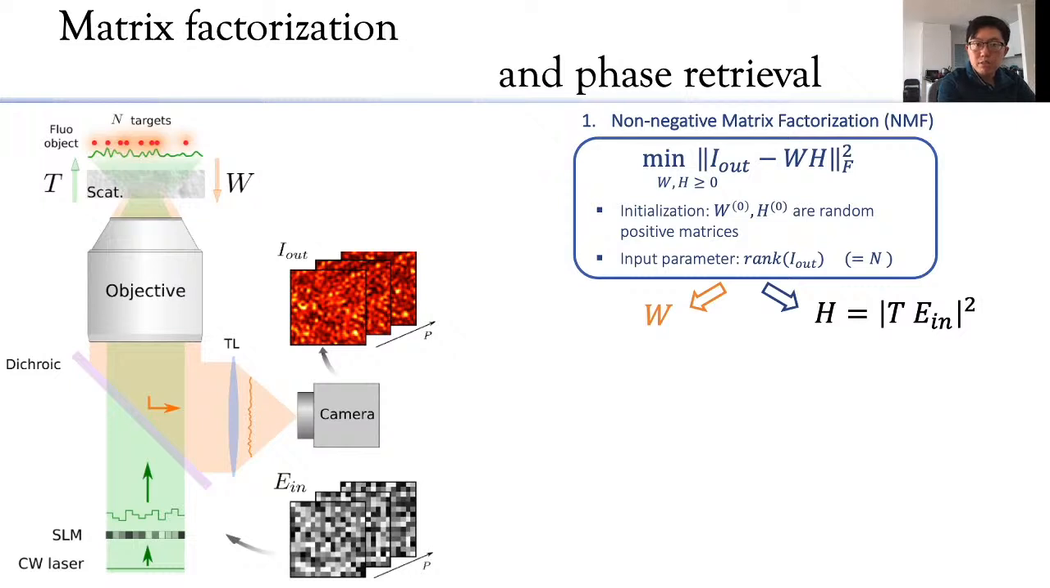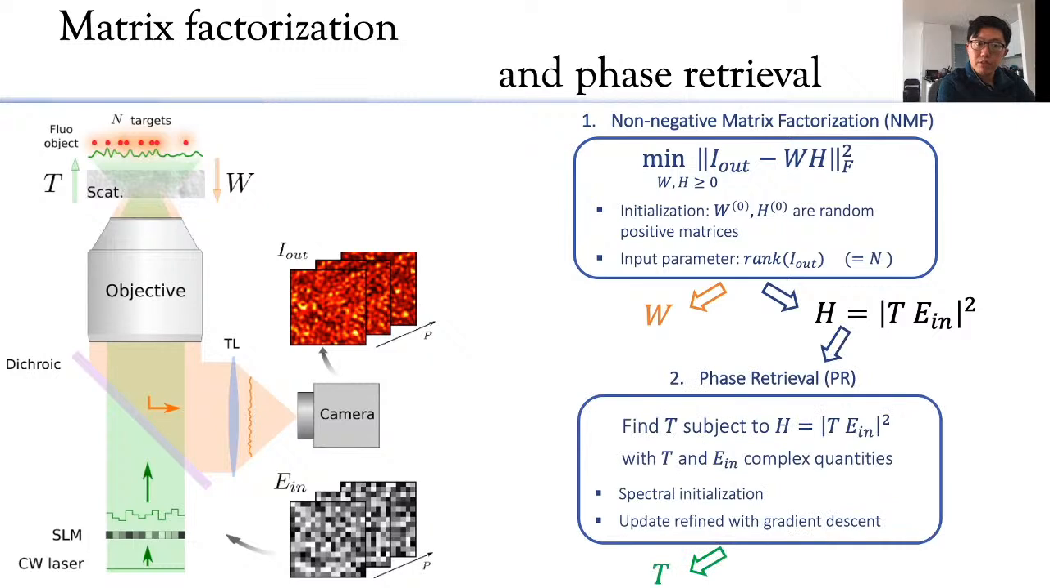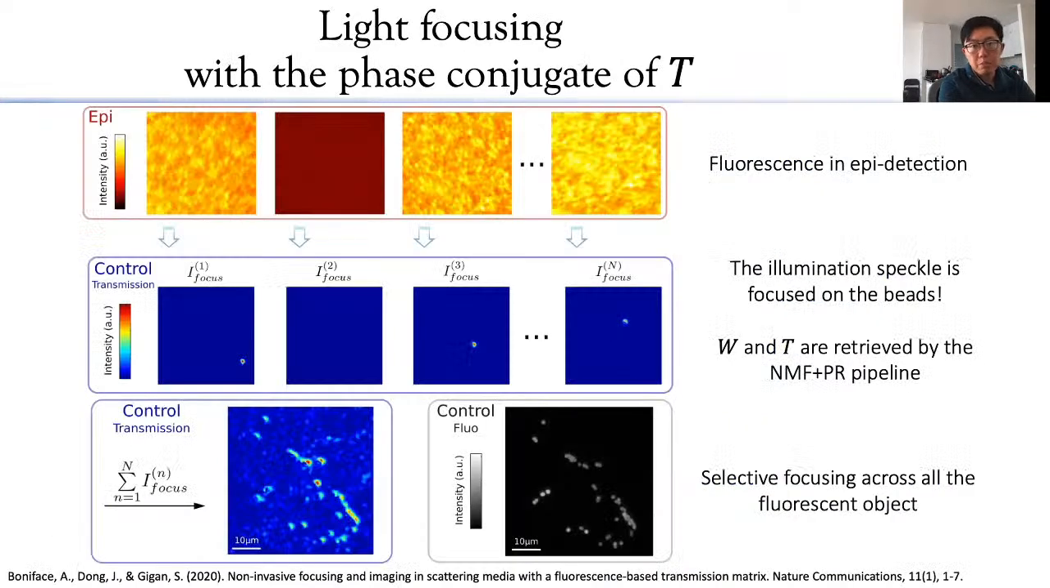This outputs the second TM, W, and we still need to obtain the first one. For this one, it corresponds to the classical single transmission matrix case, thanks to the relation H equals modulus square of T times E in, where we know both H and E in. We use a phase retrieval algorithm to find T. At the end of this pipeline, we have reconstructed both T and W and characterized the in and out scattering process. We demonstrate this approach experimentally.